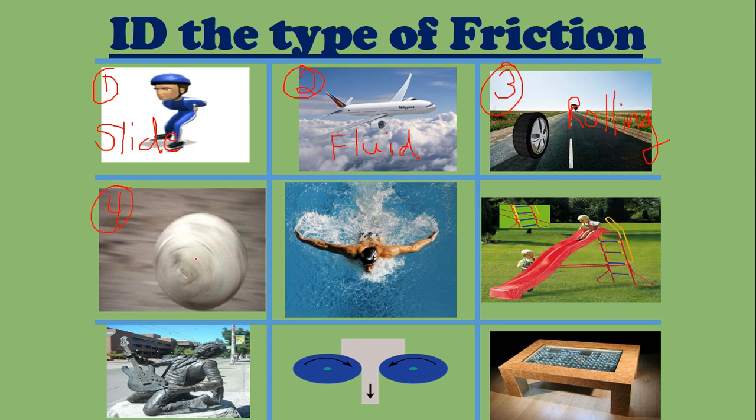Picture 4 is rolling. Picture 5 here is fluid. Picture 6 is sliding. Picture 7, here's a hint. It's a statue. It's not going anywhere, so it's static. Picture 8 is things rolling, so it's rolling friction. And picture 9 is a table sitting there, so it's static.